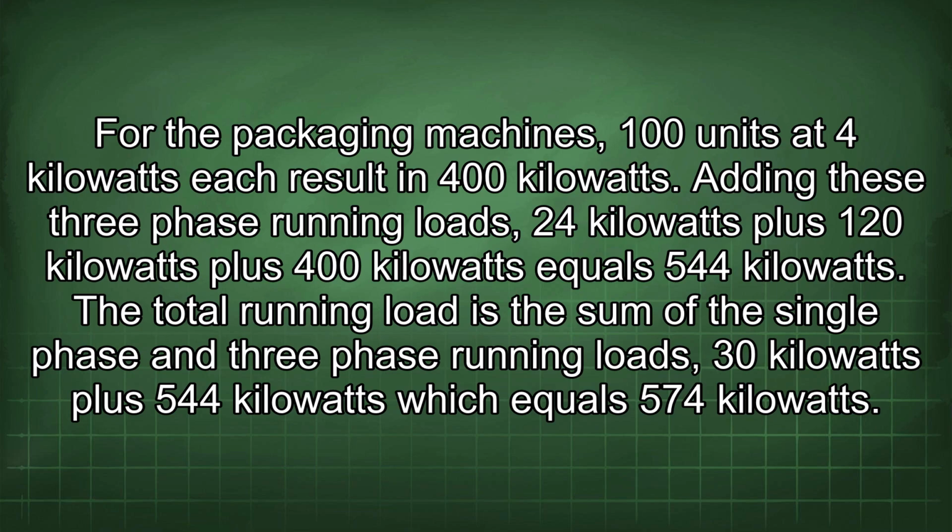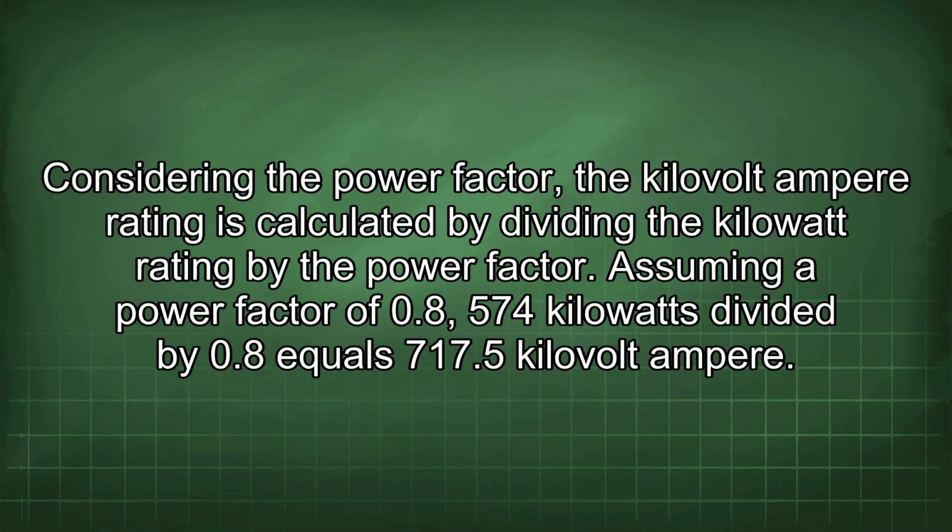The total running load is the sum of the single-phase and three-phase running loads, 30 kilowatts plus 544 kilowatts, which equals 574 kilowatts. Considering the power factor, the kilovolt-ampere rating is calculated by dividing the kilowatt rating by the power factor. Assuming a power factor of 0.8, 574 kilowatts divided by 0.8 equals 717.5 kilovolt-ampere.